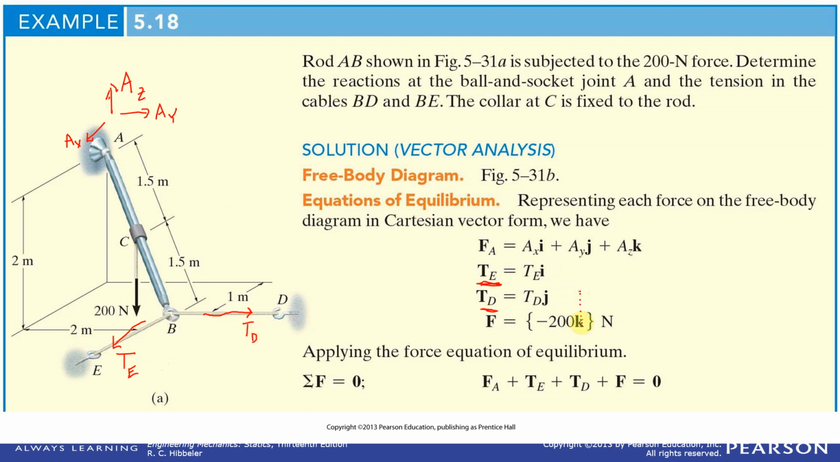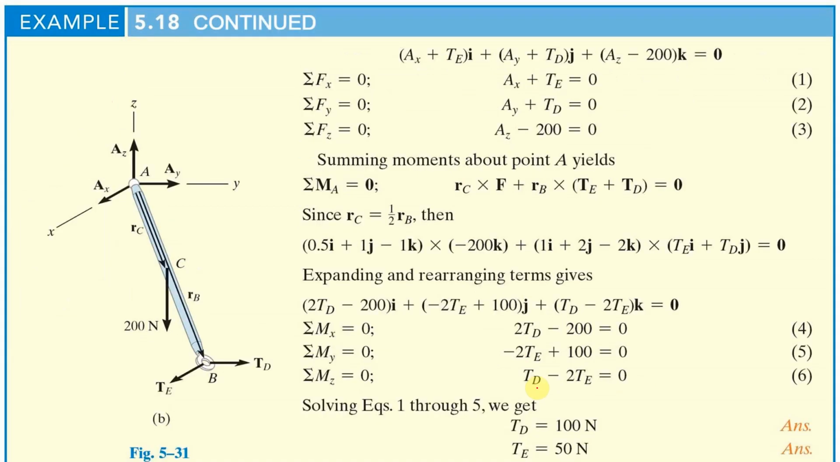Okay, TE and TD. So for the forces of equilibrium, each component in all 3 directions has to sum to 0, which gives us these equations. Here's another look at the free body diagram. So TE plus AX has to sum to 0, AY plus TD has to sum to 0, and AZ minus 200 has to sum to 0. So that gives us a lot of those.